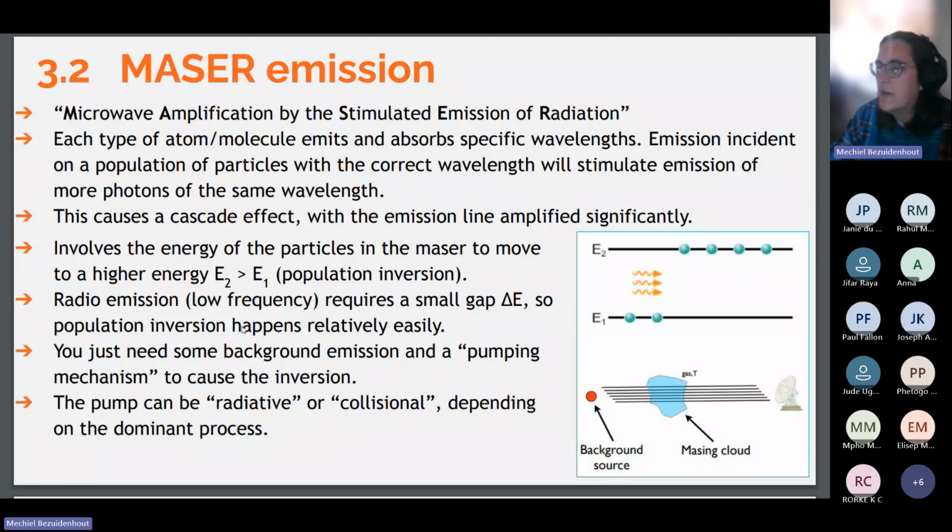You just need some background emission, which could be any emission really, and then a pumping mechanism that helps you to get that inversion. And this pump can be radiative or collisional. Those are different models depending on which process is dominant in the pump. So that's about the extent of my knowledge about this stuff. I'm sure other people will be more familiar with exactly how these pumping mechanisms work.